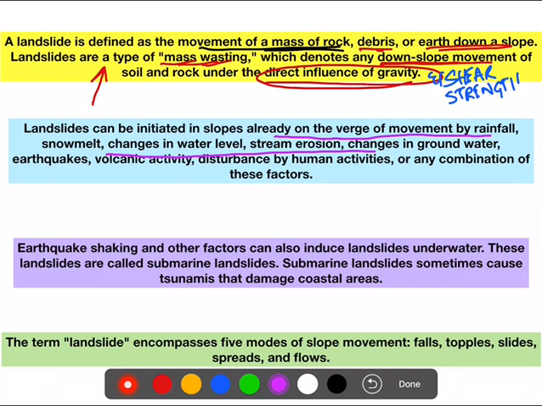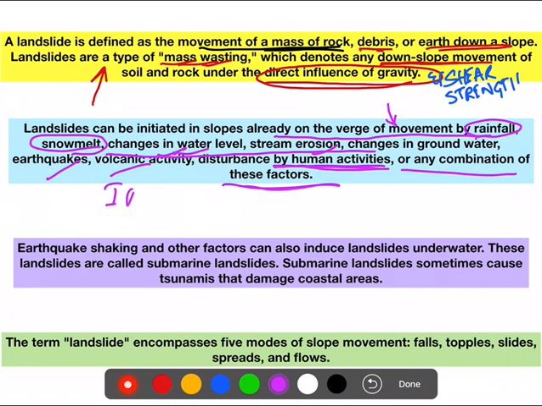The initiators are those activities or events or those parameters in the environment which initiate a landslide. So that can be excessive rainfall, melting of snow, then changes in water level, then erosion, then volcanic activities, earthquakes, and even human activities, or a combination of all these factors. So these are the initiators of a landslide.